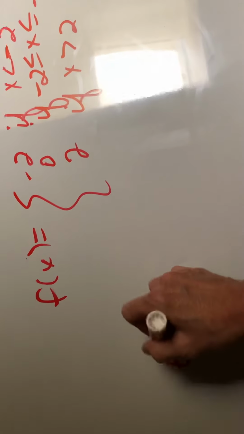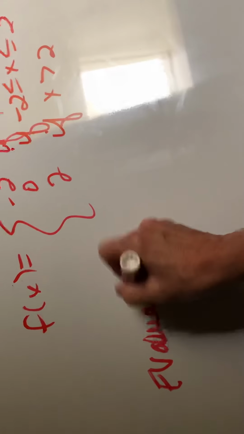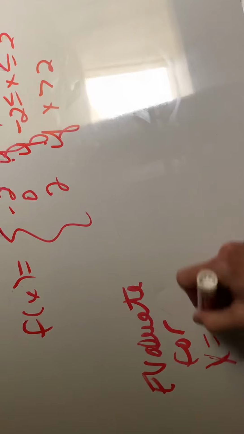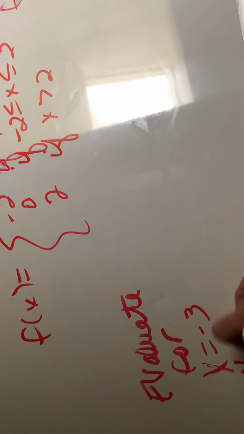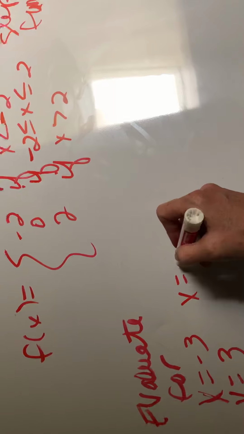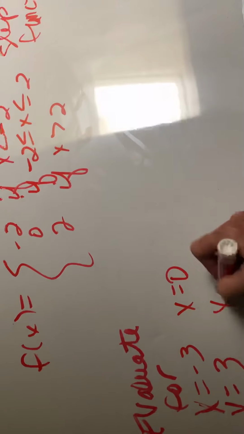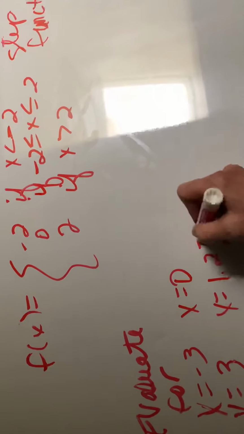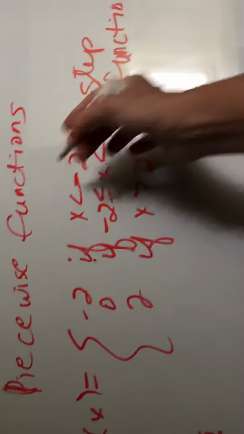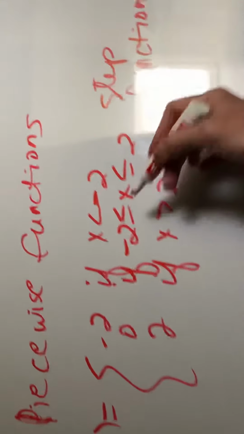We're going to evaluate first. Evaluate for x equaling -3, for x equaling 3, for x equals 0, and x equals 1.23. So those are the x's. And to evaluate a piecewise function, you've got to follow your instructions. So if x is less than -2, your answer is -2. If x is between -2 and 2, your answer is 0. If x is greater than 2, your answer is 2.